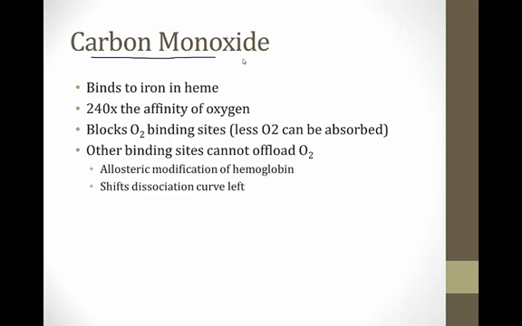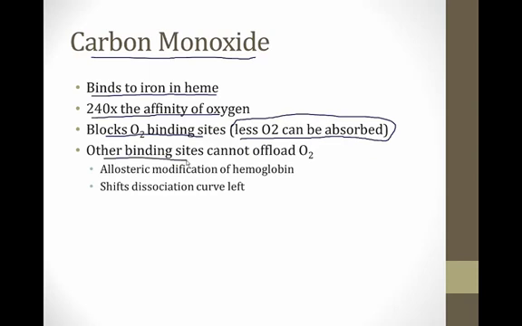and the first one is carbon monoxide. Carbon monoxide binds to the iron in heme just like oxygen, but it does so at 240 times the affinity of oxygen. It's much more likely to bind those heme molecules than oxygen is, and when it binds, it's going to block O2 binding sites so that hemoglobin cannot absorb as much O2 as normal. In addition, it's an allosteric modifier of hemoglobin, so it's going to make the other binding sites less able to offload oxygen. This is going to shift the dissociation curve to the left.